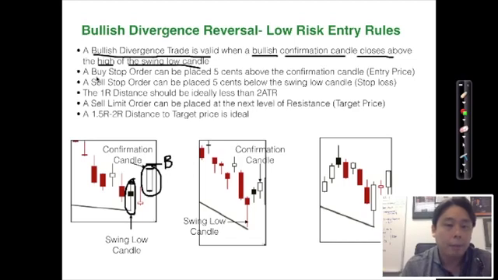Put a buy stop order 5 cents above the confirmation candle, which is here. That's my entry. And put a sell stop order 5 cents below the swing low candle, which is over here. That's my stop loss.